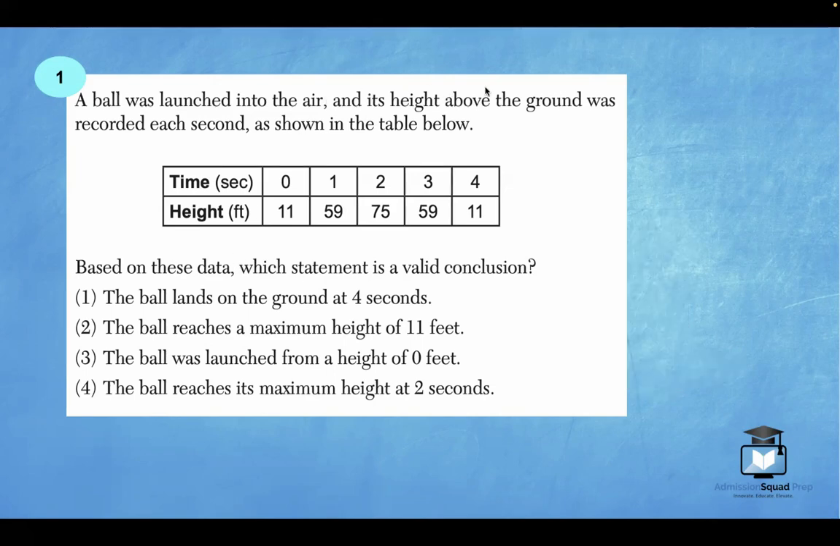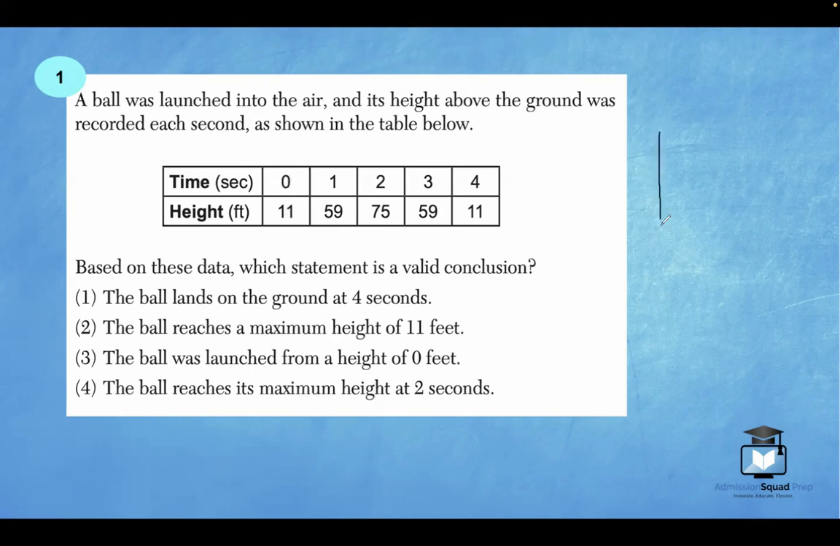Question number 1. A ball was launched into the air and its height above the ground was recorded each second as shown in the table below. Based on these data, which statement is a valid conclusion? This is a projectile motion problem. We start off at 0 seconds and a height of 11.